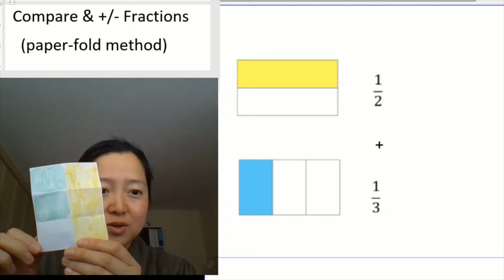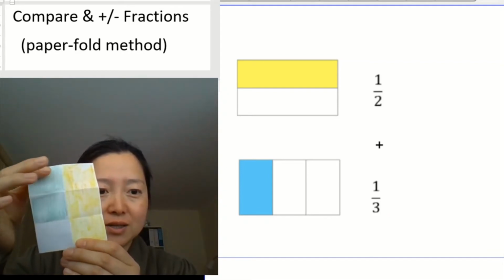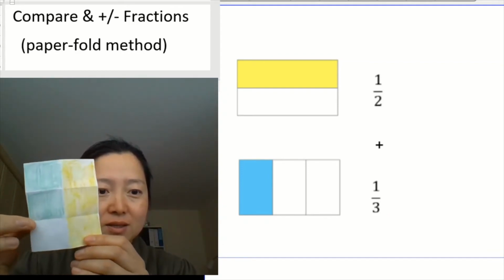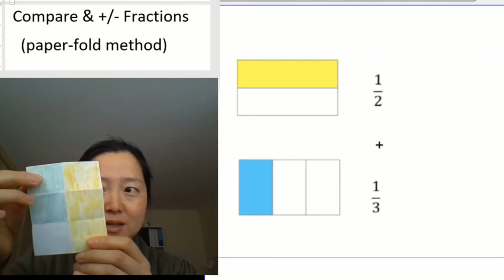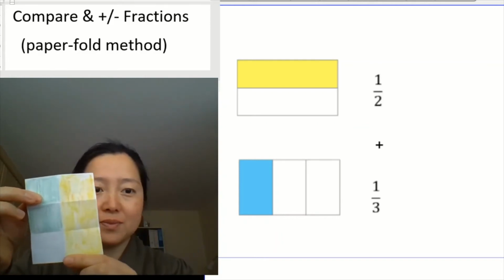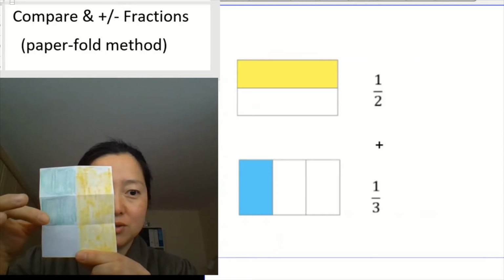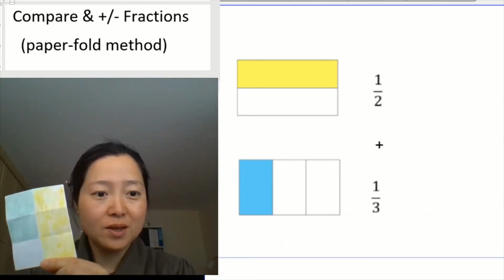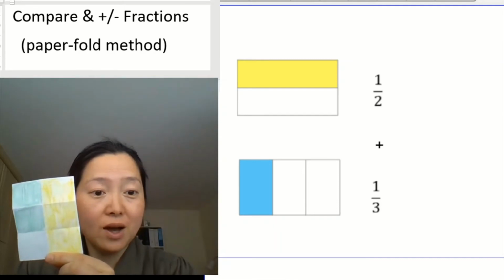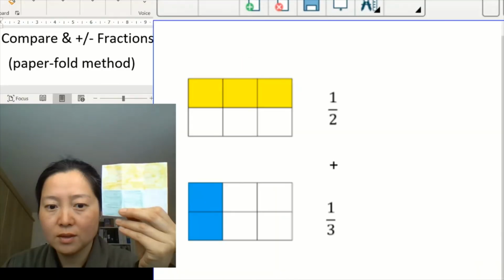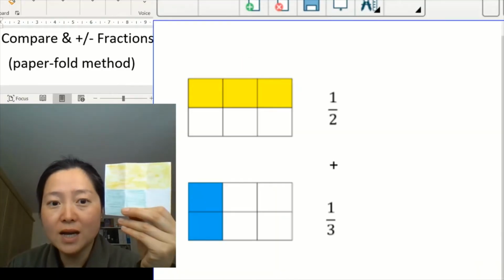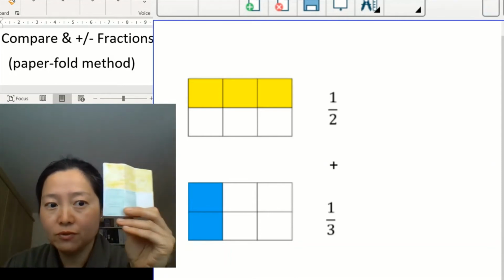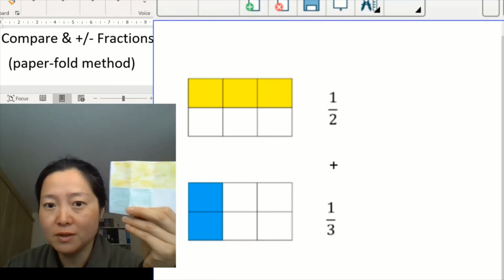Okay, so what's this fraction that's shaded? We can see it's 3 yellow squares plus 2 green squares out of a total of 6. So the final answer is 5/6. So let's look at what actually happened in the maths here of this paper fold method.